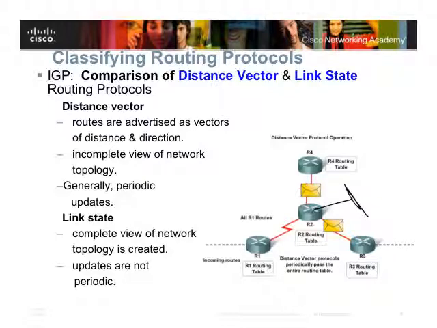Okay? So that's how distance vector works. Based on that, distance vector routing protocols do not have a complete view of the topology. What does that mean?